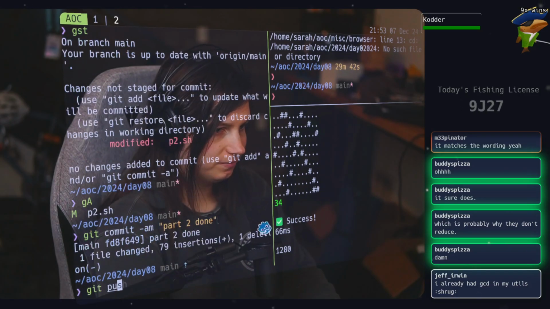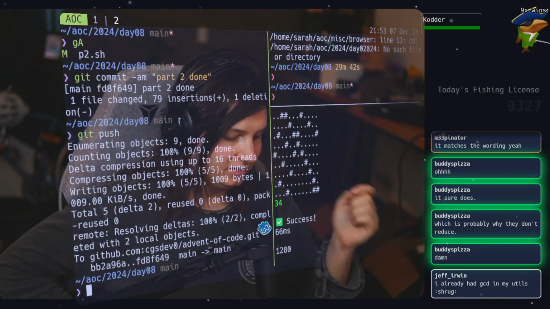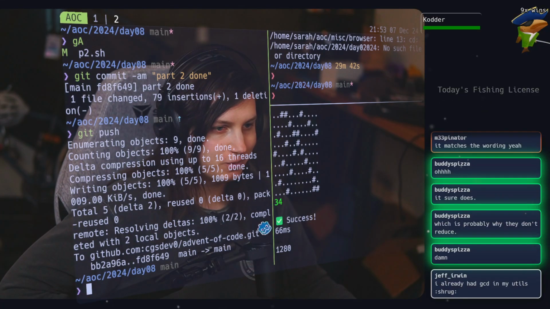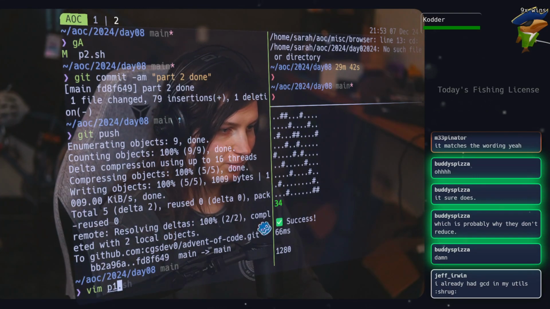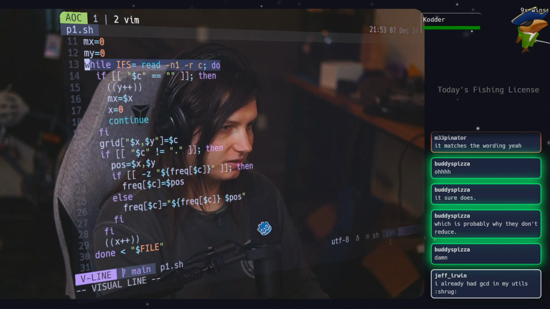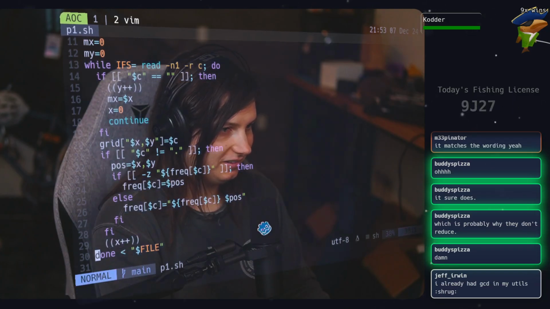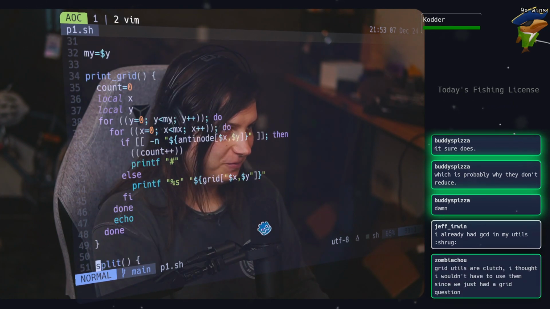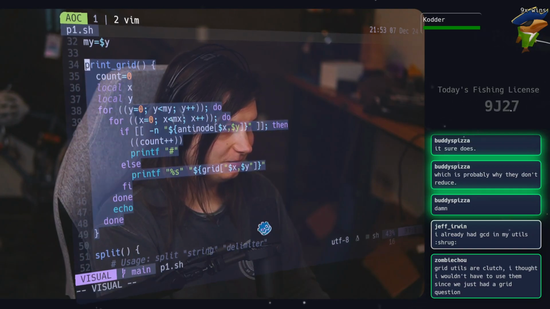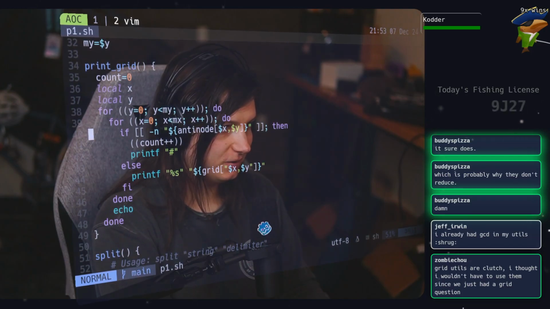Part 2 done. If I had my grid utils written today, I would have gotten done so much faster. I spent so much time parsing. Like, look at this. This is my loop just to parse the input. And then this is how annoying it is to print out the grid. I thought I wouldn't have to use them since we just had a grid question.